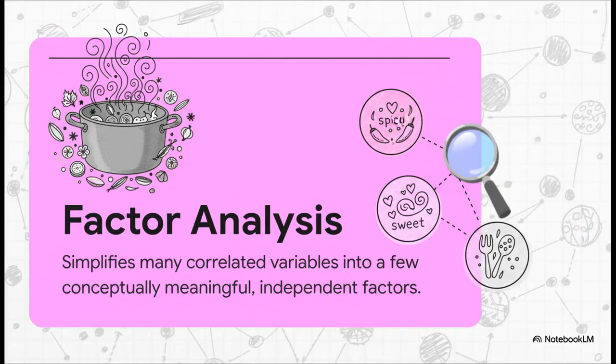Next up, we've got factor analysis. Okay, imagine you have a super complex recipe with like 50 ingredients. Factor analysis is the technique that figures out that those 50 ingredients really just create a few core flavor profiles, like savory, sweet, and spicy. It boils down a huge list of variables into just a few meaningful underlying factors.